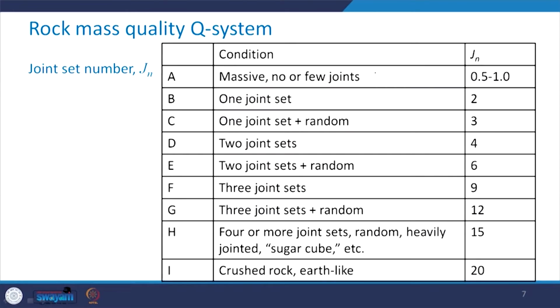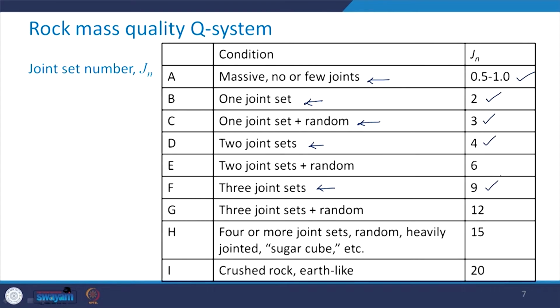The second parameter is joint set number, and this table gives us the idea about the rating which should be assigned to this parameter Jn with respect to its condition. So, if this has no or very few joints or it is massive, then Jn varies from 0.5 to 1.0. If the rock mass has only one joint set, the rating to Jn which is assigned is 2. If it has one joint set plus some random joints, then the rating is 3. For 2 joint sets it is 4, for 3 joint sets it is 9.